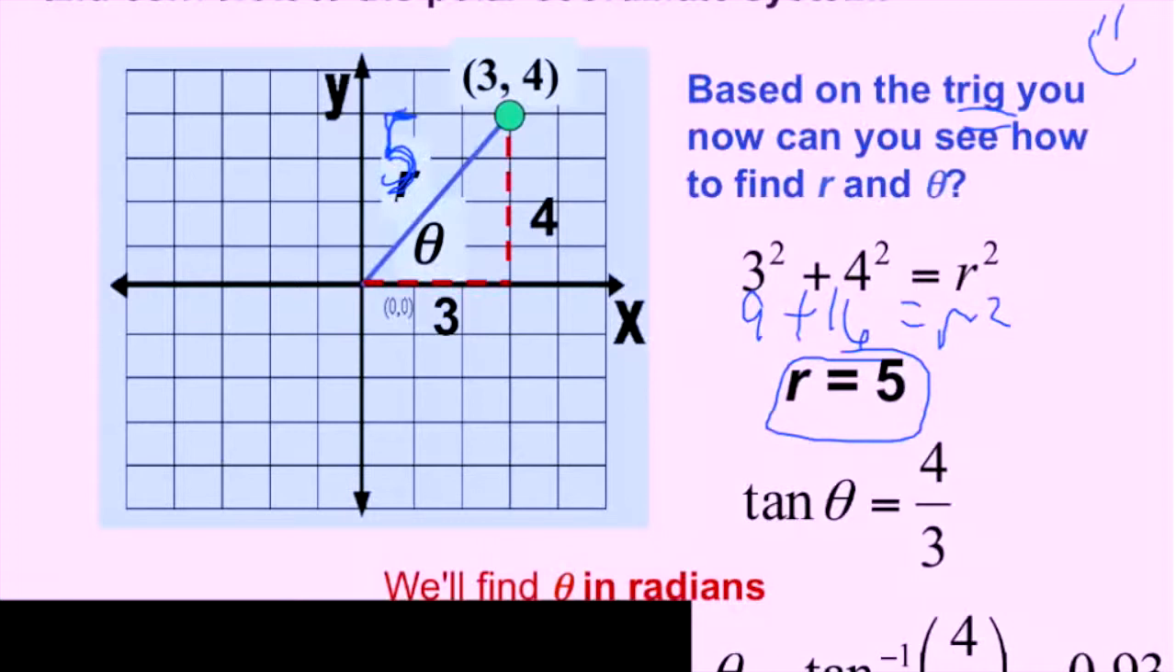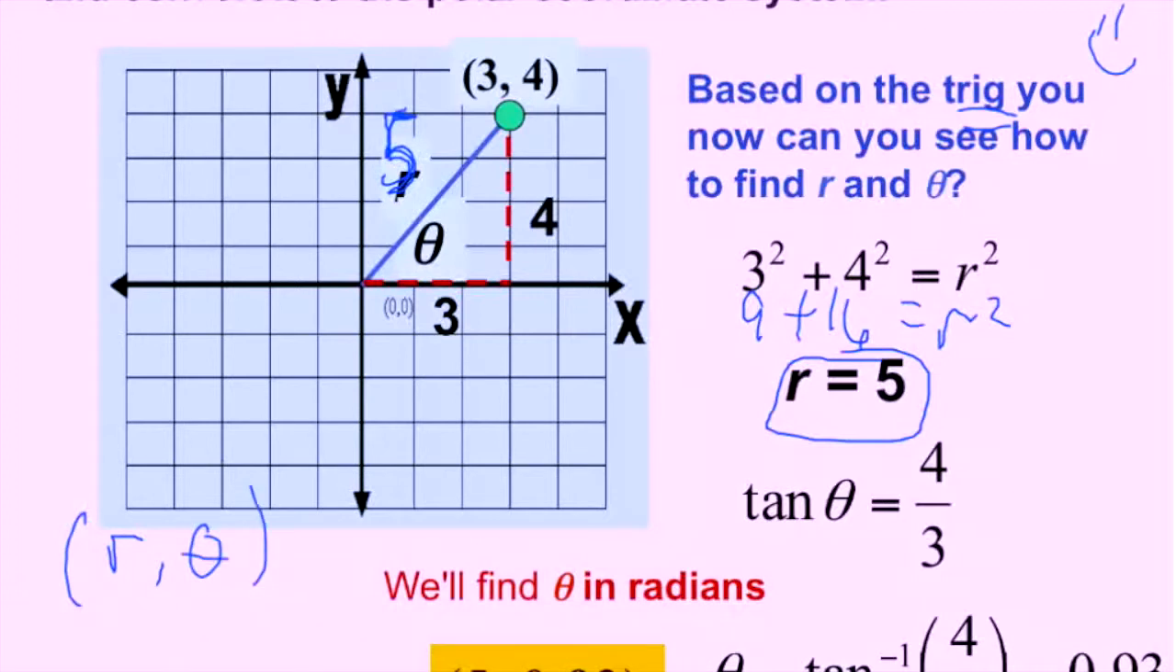And if you didn't, change your mode, right, to radian. So sometimes it's going to want your answer in degrees, sometimes it's going to want radians. So just pay attention to how the answer is listed on the quiz or the test. So how do I write this in polar coordinates? Well, remember, polar coordinates are r, comma, theta. So I would write it as 5, comma, 0.93, r, comma, theta.